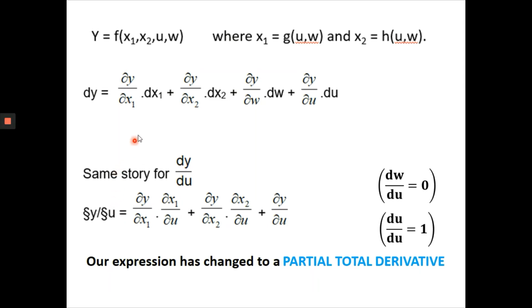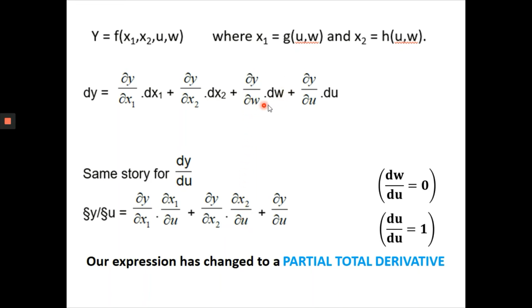And then on the right-hand side, we will have dx1 over du, and that too needs to be indicated as a partial derivative because x1 is a function of both u and w, and we would be partially differentiating x1 with respect to u, holding w constant. So we need to use the curly d's to indicate that this is a partial derivative. And the same for dx2 over du. That would also be a partial derivative.